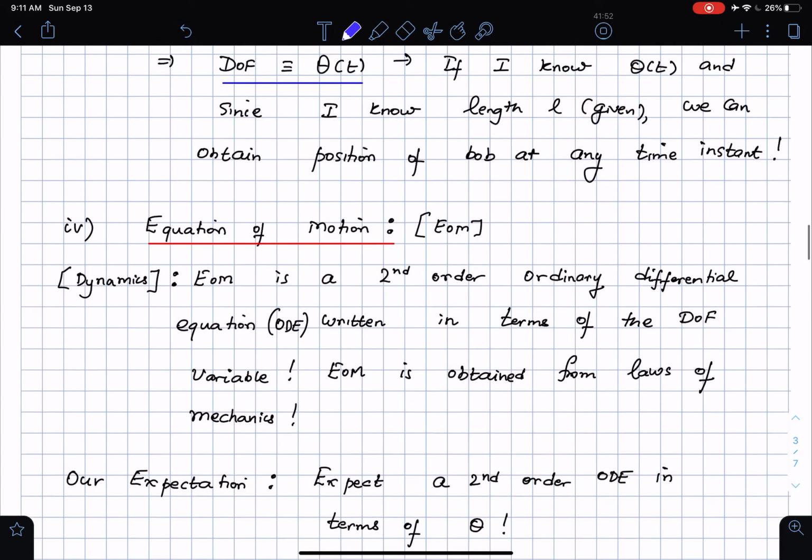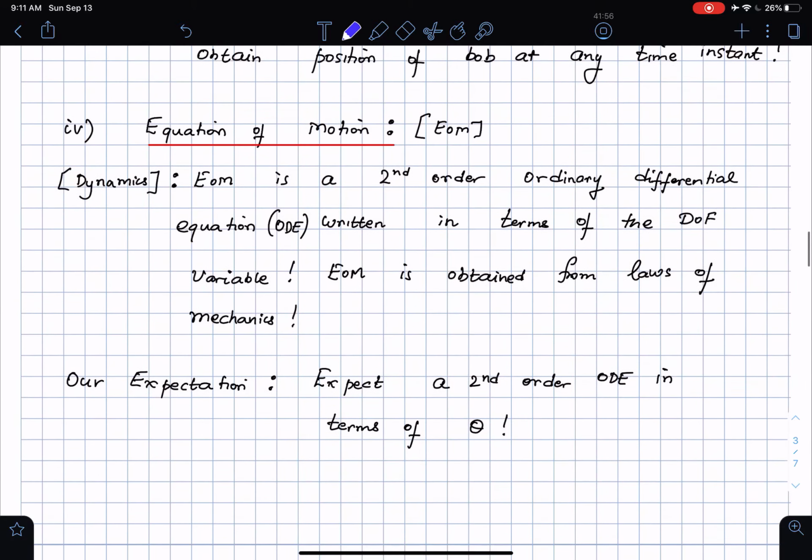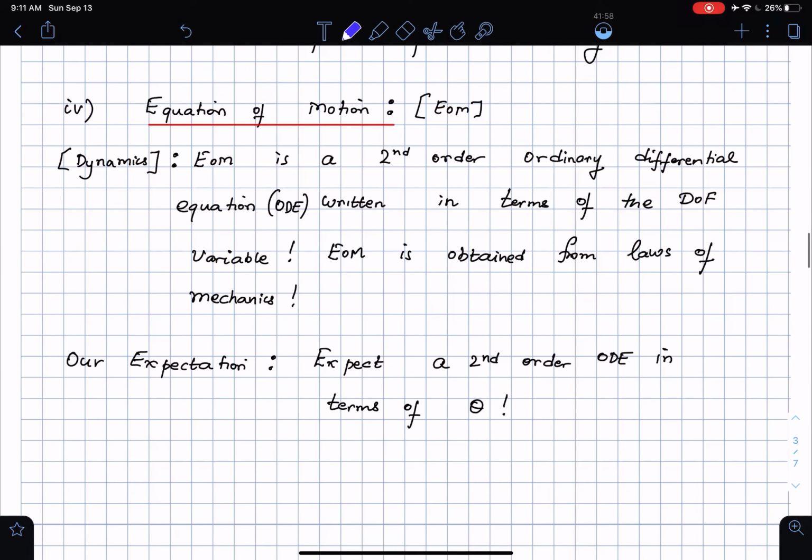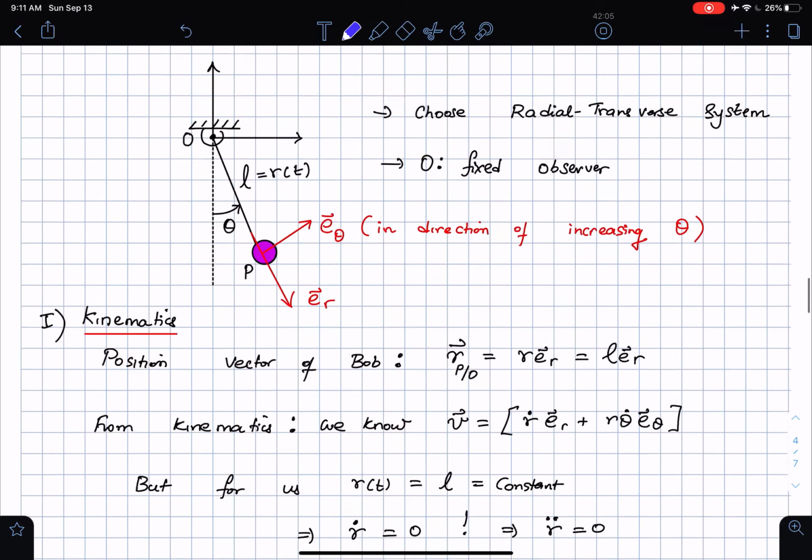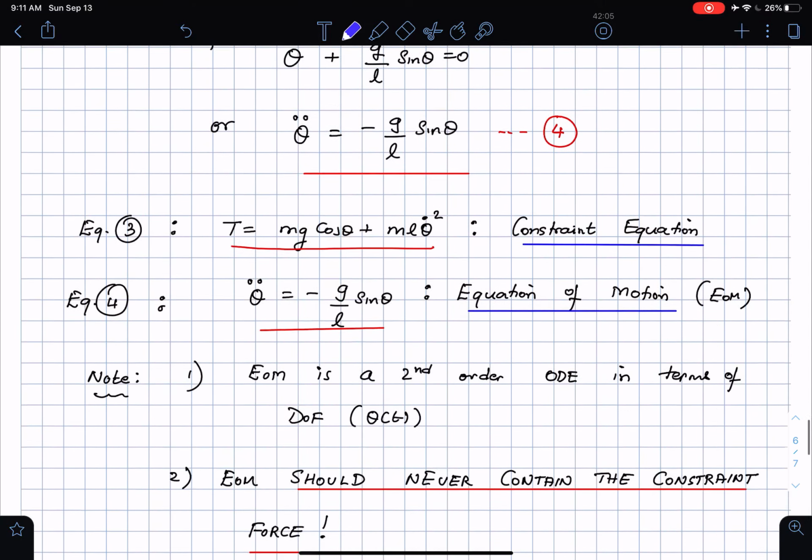So then how do I find this theta of t? To find theta of t, I need to solve for the equation of motion. How to find the equation of motion? I need to solve using the laws of mechanics. So this is a basic flow rule, if you want to think of it this way.